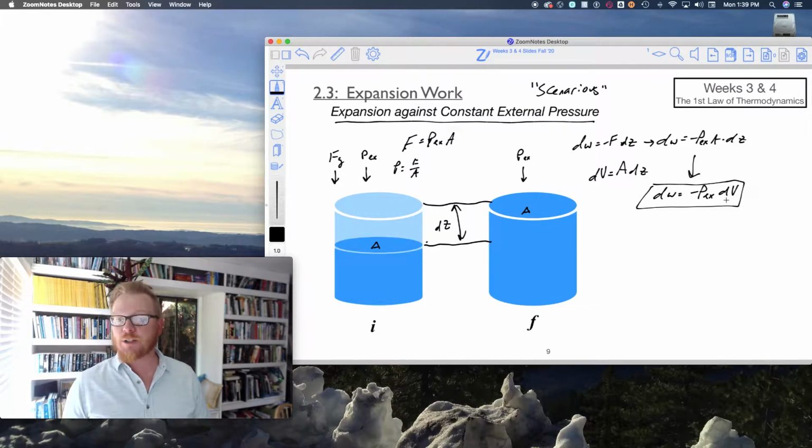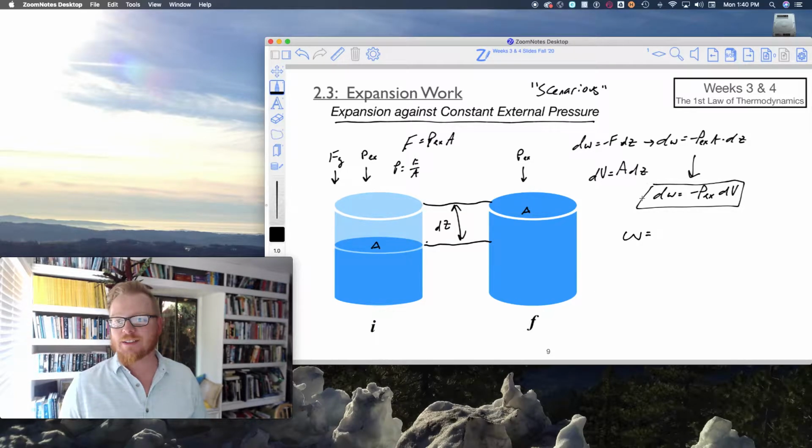So this is our general expression, and on one of those learning goals, and I'll review that in a moment, it said know the equations for expansion against constant external pressure. This is the equation that I want you to know. Because from here, you can expand that equation for analysis or for calculation, right? So for example, suppose I wanted to know how much work was done, okay?